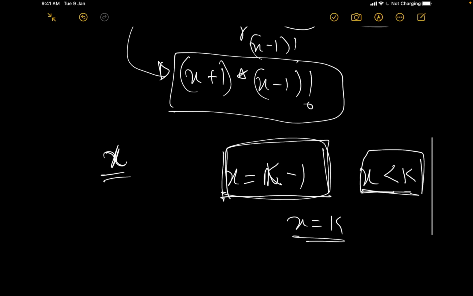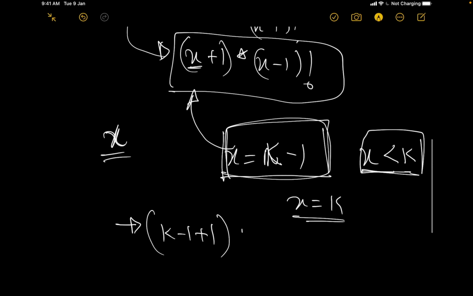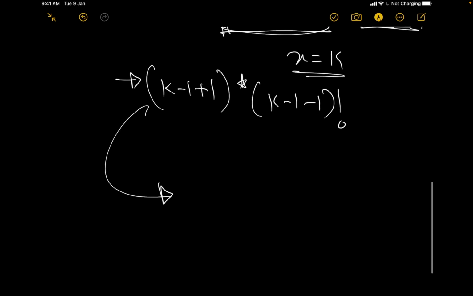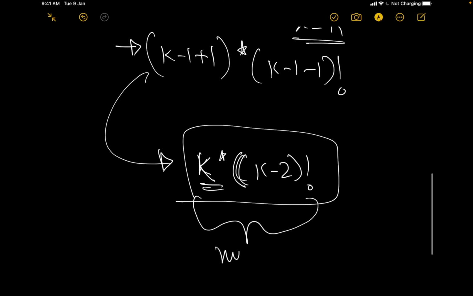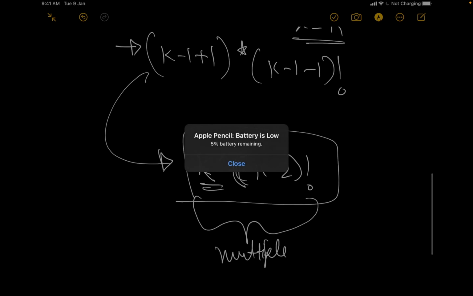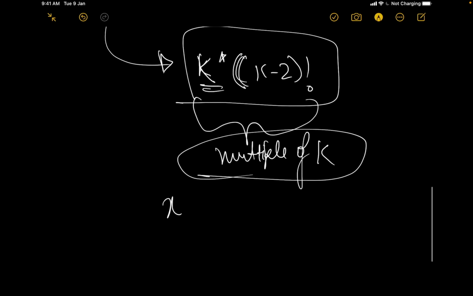Now let's try to use that. What if x is equal to k minus 1? Let's put k minus 1 in the term, so it becomes k minus 1 plus 1 into k minus 1 minus 1 factorial. This turns out to be k into k minus 2 factorial. Now we are multiplying this term by k, so that means this entire term is a multiple of k. That's exactly what we need. So that's the proof that our answer for any k would simply be k minus 1.